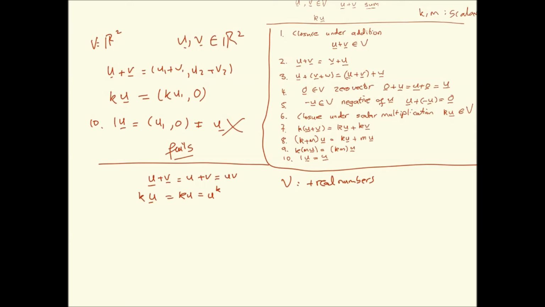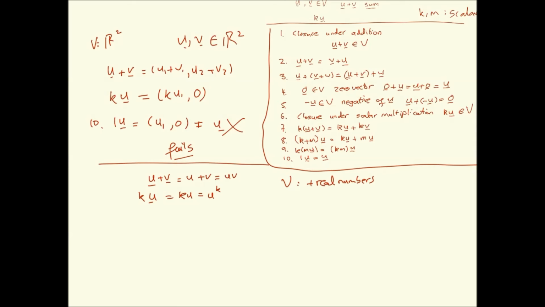So let's start with the closure axiom. When we add any two numbers, in this case we take their product, what results? A number. So therefore, we have closure under addition. It is a positive real number. If we take two positive numbers, the product of two positive numbers is also a positive number. So therefore, we don't have any problems there. So it is closed under addition.